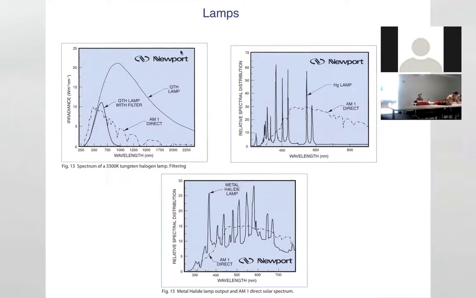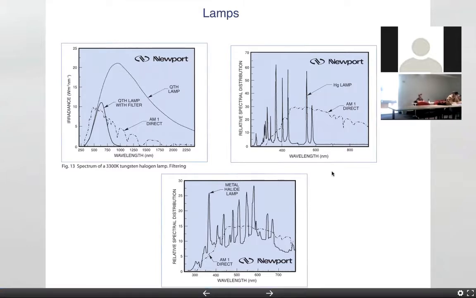This is from a company called Newport. That's a very common optics company. They make all kinds of lamps. There are lamps, it's a xenon lamp. I don't see the xenon. Okay, this is a tungsten halogen lamp. So this 3300 Kelvin is just the temperature. So UTH refers to the tungsten halogen lamp. So that's kind of the overall spectrum.